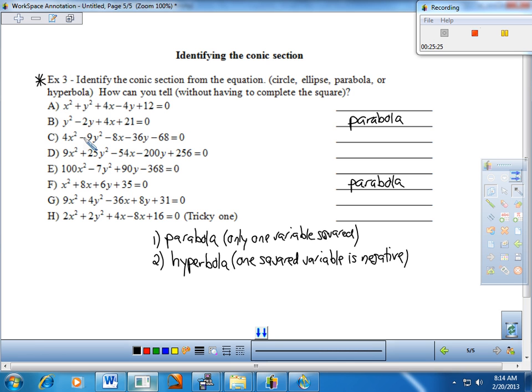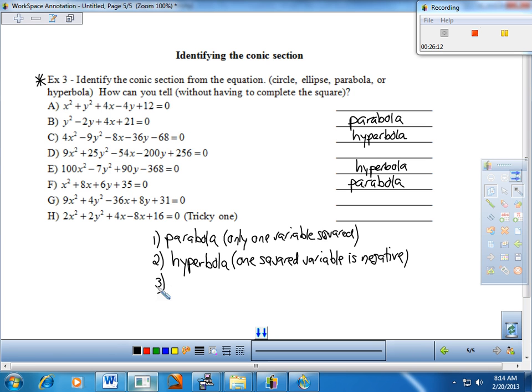And let's see, where is that other one? Can't seem to locate it. Oh, I guess there it is right there. So this and this, C and E. So hyperbola here, and I guess it was hyperbola here. Does that make sense? So just in this case, one squared variable is negative. Let me say it that way. All right, let's go get the last two.